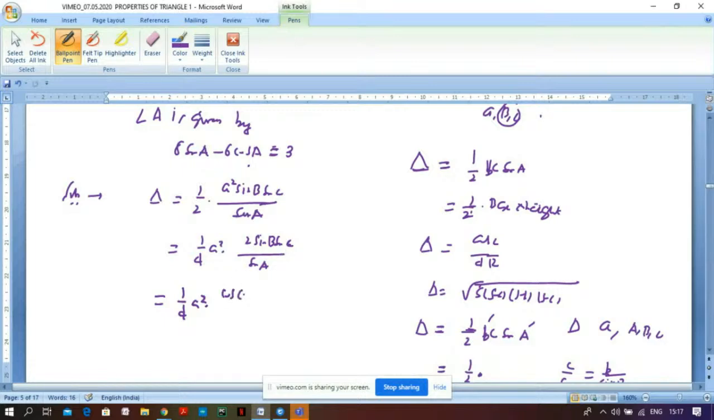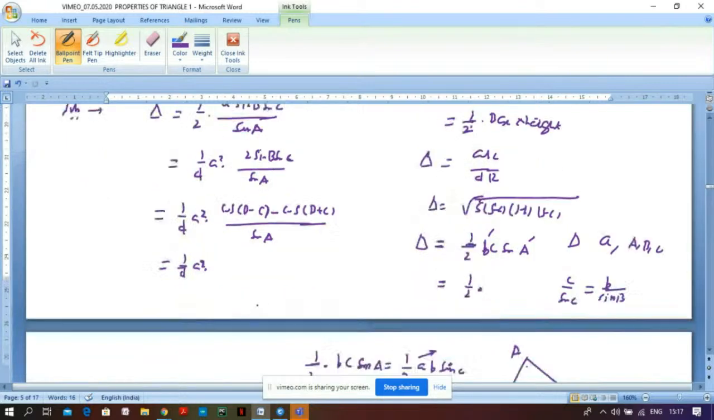That is cos of B minus C, and plus cos of B plus C. So I can write like this, cos of B minus C, and it should be rather cos of B minus C and negative. So this is negative here. So we'll change that, and we will write cos B minus C, minus cos B plus C, upon sine of A. So 1 by 4 A squared, cos B minus C is given to be 1 over 2 because B minus C is 60 degree.